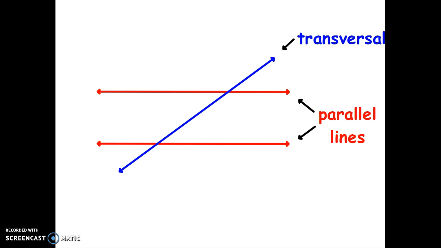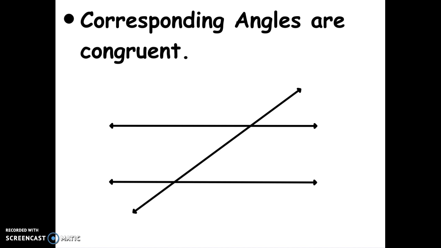So what we'll be doing is identifying special angle pairs that exist when a transversal cuts through two parallel lines. The first angle pair is corresponding angles, and corresponding angles are congruent. What we mean by corresponding is that they are located in the same place at each intersection.